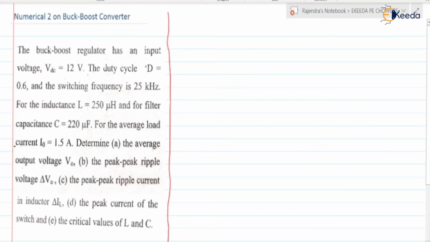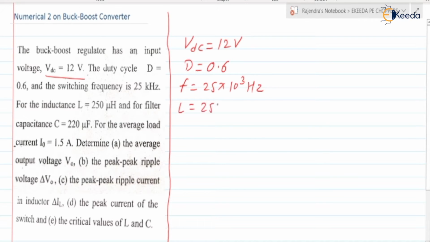The buck boost regulator has an input voltage VDC of 12 volt. The duty cycle D is equal to 0.6. Next, the switching frequency f is equal to 25 into 10 to the power 3 hertz. The inductance L is equal to 250 into 10 to the power minus 6 Henry. The filter capacitance C is equal to 220 into 10 to the power minus 6 Farad. The average load current I0 average is equal to 1.5 ampere.